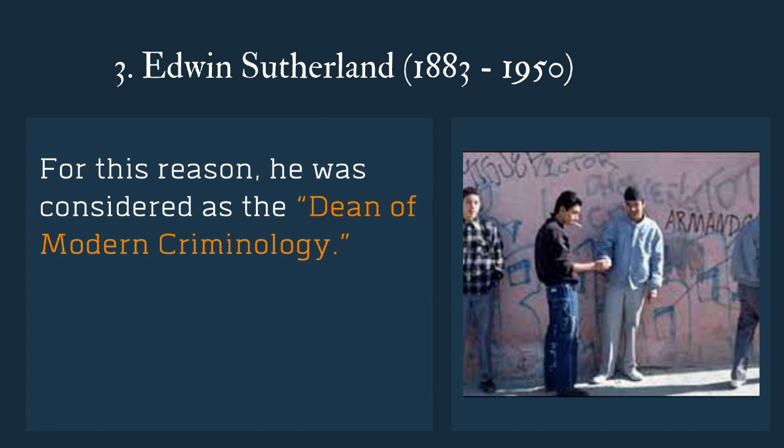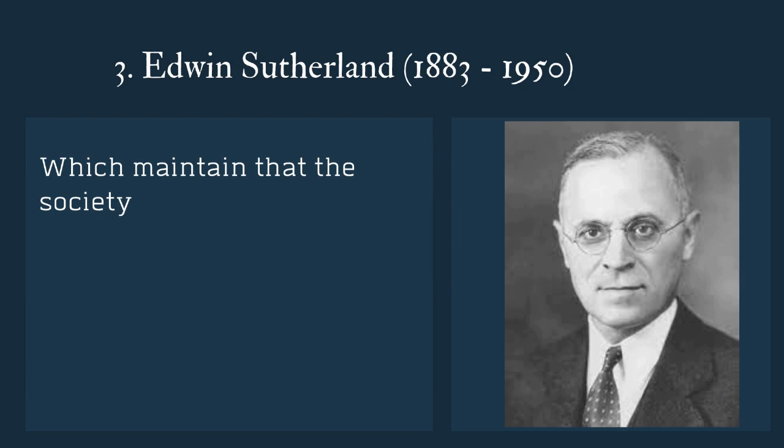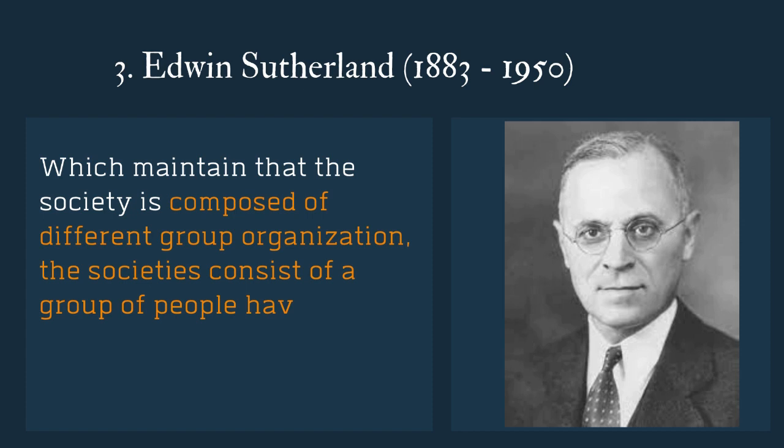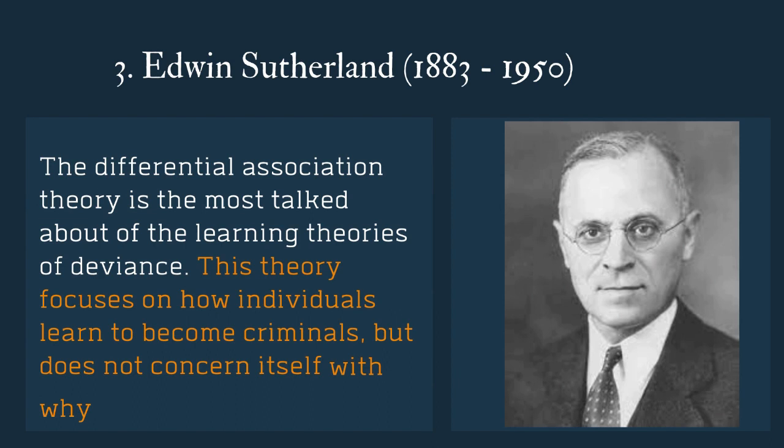He advocated the DAT, differential association theory, which maintained that the society is composed of different group organizations. The societies consist of a group of people having criminalistic tradition and anti-criminalistic tradition, and that criminal behavior is learned and not inherited. It is learned through the process of communication, and learning process includes technique of committing the crime, motive and attitude. The differential association theory is the most talked about of the learning theories of deviance. This theory focuses on how individuals learn to become criminals, but does not concern itself with why they become criminals.